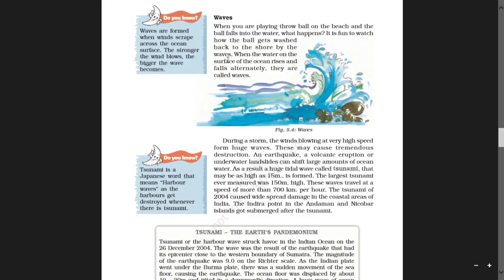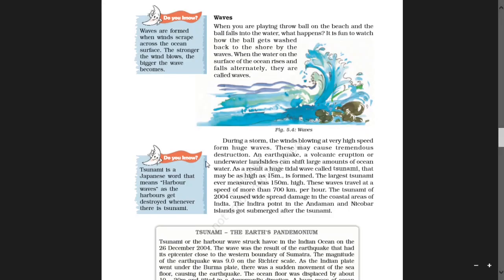When the water on the surface of the ocean rises and falls alternately, they are called waves. So, water waves, if it asks, you have to say this one, mark this one also. When the water on the surface of the ocean rises higher and falls again, alternately, in this manner, again goes up and comes down like that, they are called waves.